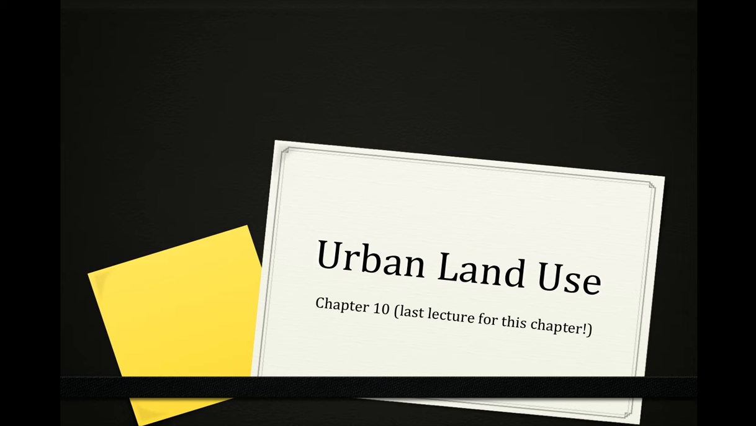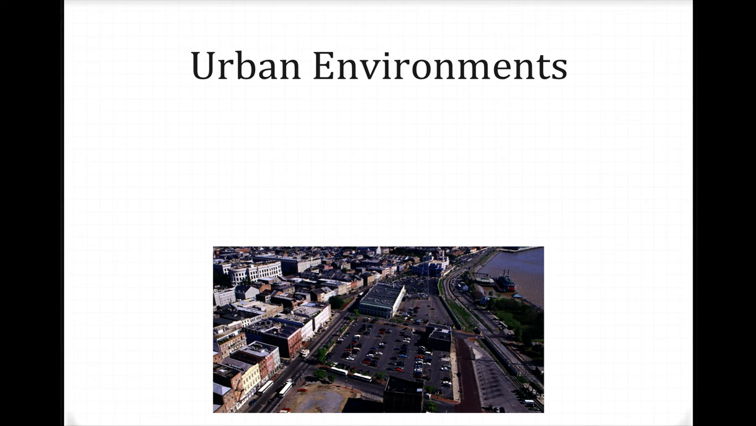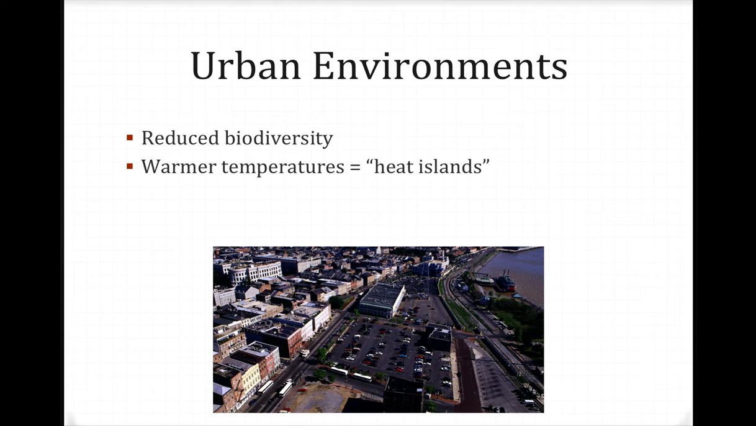So let's get started here. First of all, urban environments typically have some negative impacts on the environment. Things we associate with urban environments are things like reduced biodiversity. We've moved in, the animals that typically would have lived there, whatever habitat was there, is gone. Usually urban environments have warmer temperatures than the surrounding area, so they're known as heat islands. So an island is a piece of land surrounded by water, but an urban environment is a heat island because it's an area that's warmer surrounded by an area that's colder, or typically cooler.